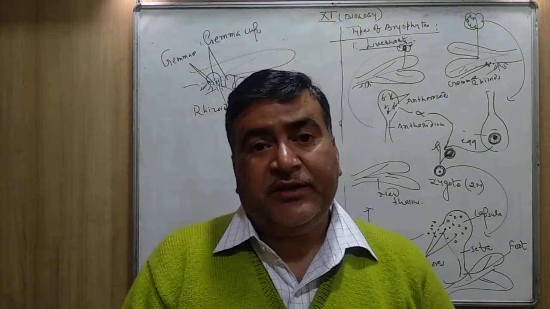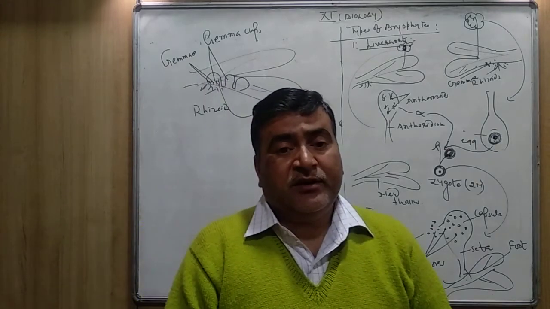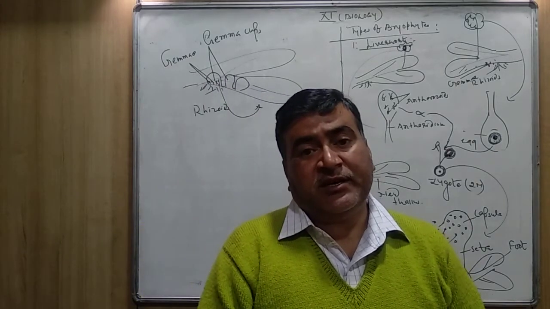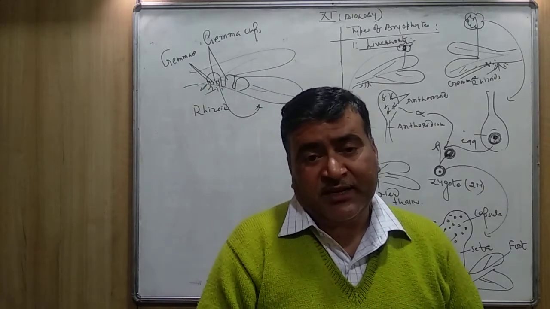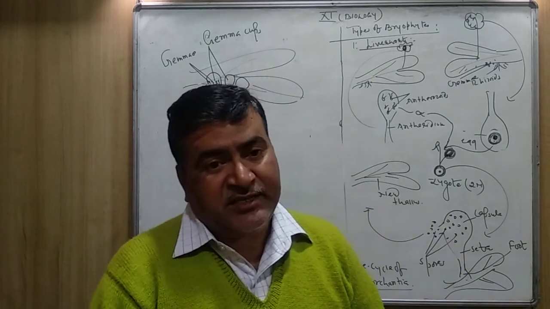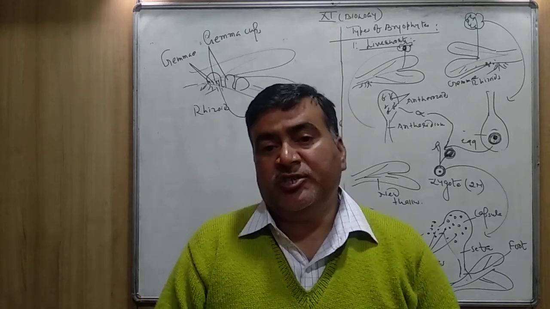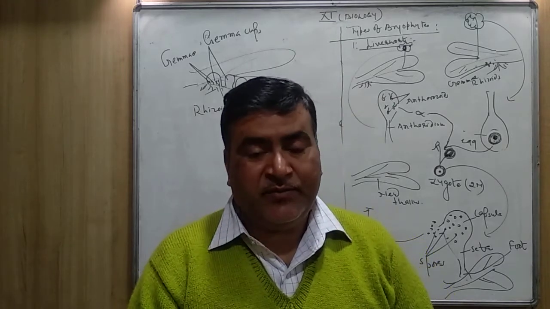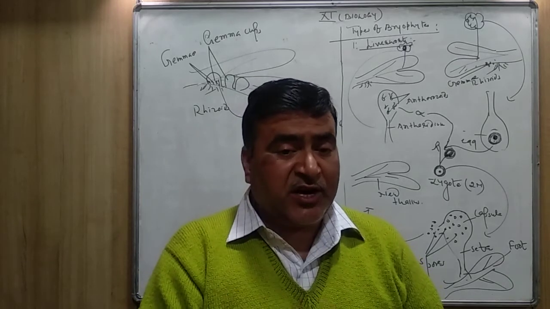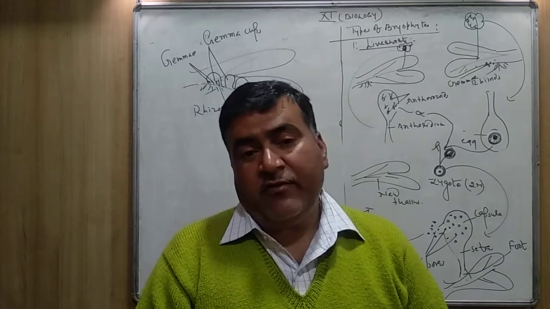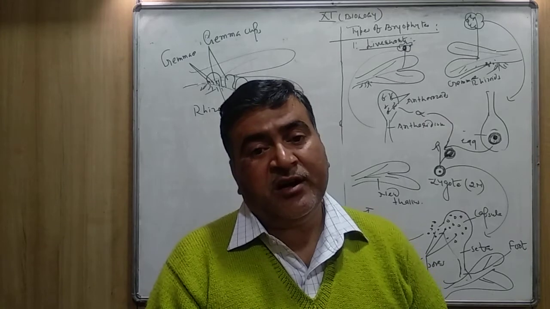The main plant body is haploid. The gametophytic plant produces the gametes, and these gametes are produced in well-developed sex organs. The male sex organ is called antheridium, and the female sex organ is called archegonium. It's very, very important. You have to learn the name of the male sex organ of the bryophyte, that is called antheridium, and the female sex organ is called archegonium.